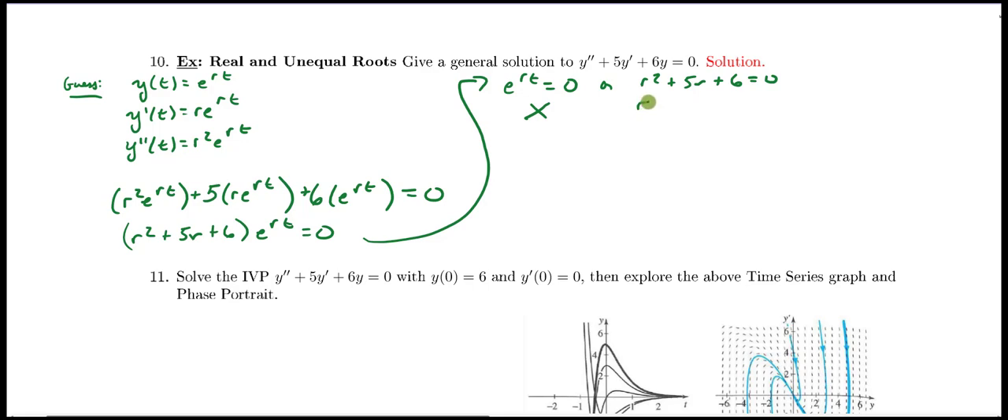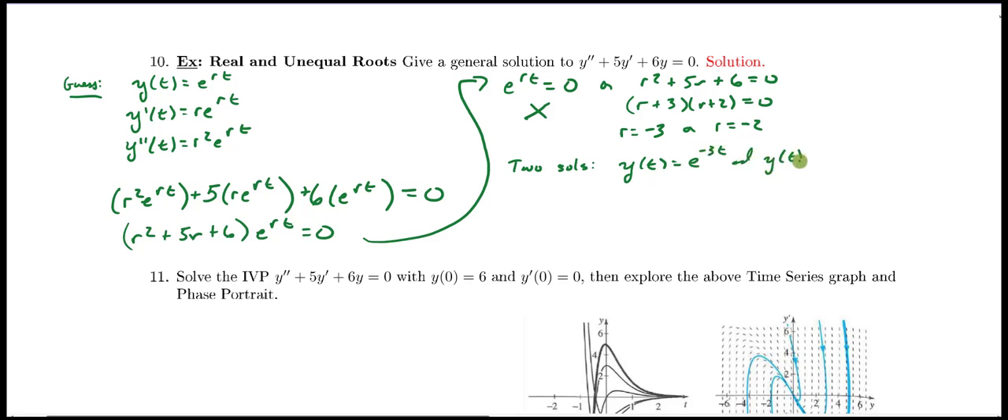Here we're pretty lucky in that we can factor this. This factors to be r plus 3 times r plus 2. And we get that r is equal to negative 3 or r is equal to negative 2. So that gives us two solutions. Two solutions to this differential equation are y of t is equal to e to the minus 3t and y of t is equal to e to the minus 2t.